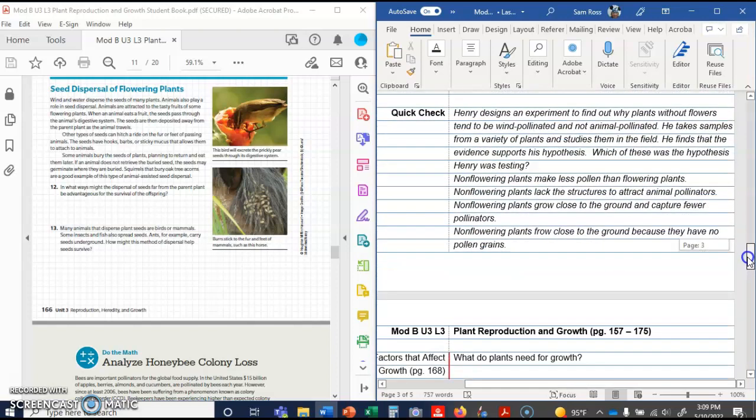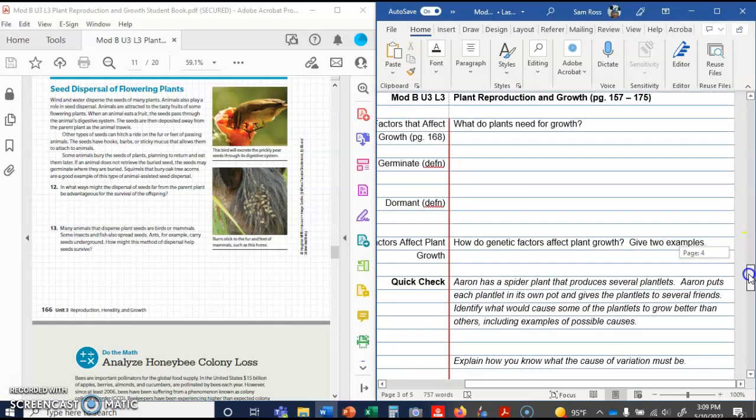Okay, so we are on our next quick check here. Henry designs an experiment to find out why plants without flowers tend to be wind pollinated and not animal pollinated. He takes samples from a variety of plants and studies them in the field. He finds that the evidence supports his hypothesis. Which of these was the hypothesis Henry was testing? It's B. Non-flowering plants lack the structures to attract animal pollinators.